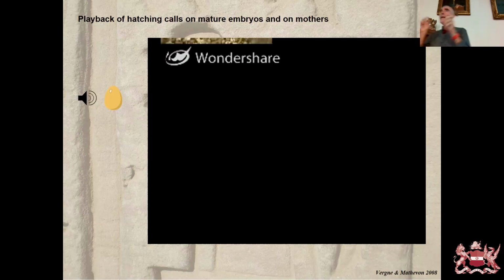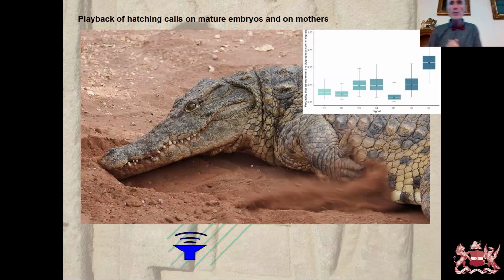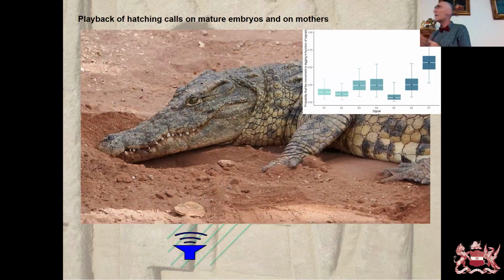So when you play back a hatching call to a mature egg of a crocodile, the mature egg hatches. It means that the mature embryo in the egg responds by vocalizing and gets out of the nest. So the effect of the hatching calls is to synchronize the hatching process within the nest. But the second role of those hatching calls is to trigger the maternal behavior.